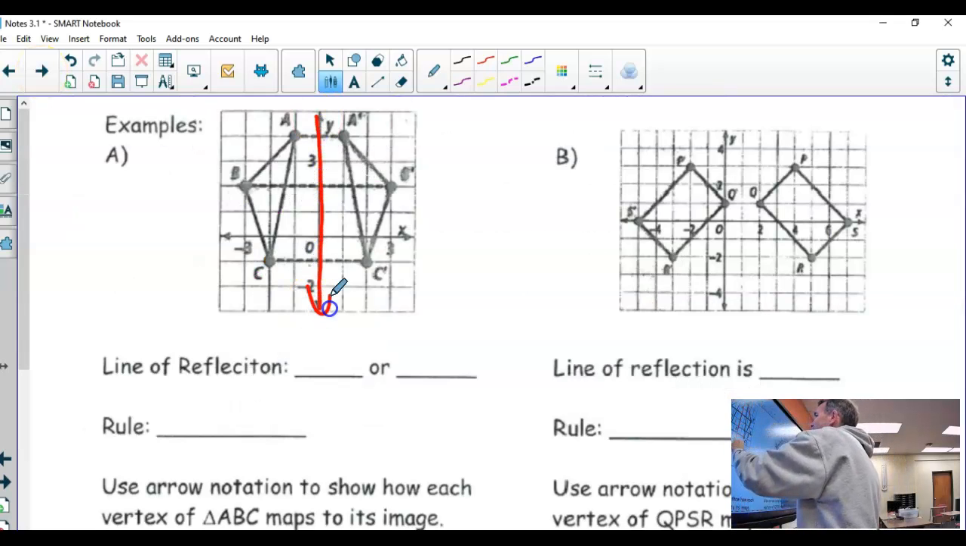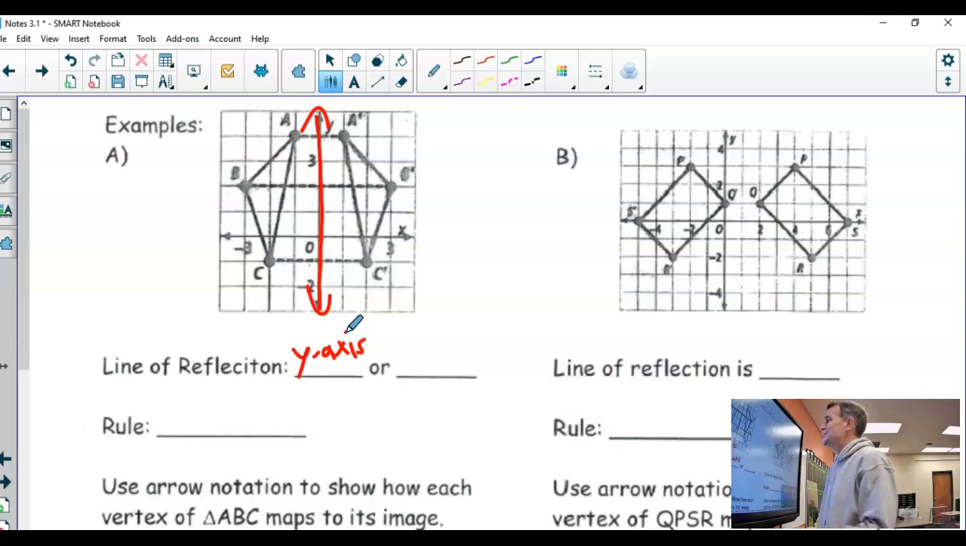So let me draw the line of reflection again. All right, that line of reflection could either be called the y-axis, or if I wanted to use its equation, it would be x equals 0. I actually prefer x equals 0, but either one is okay. All right, so how do I write the rule?